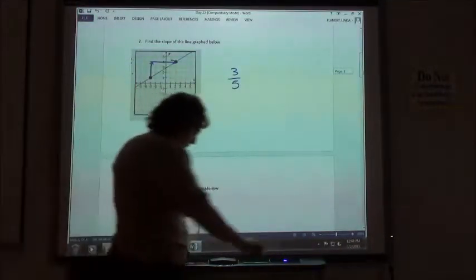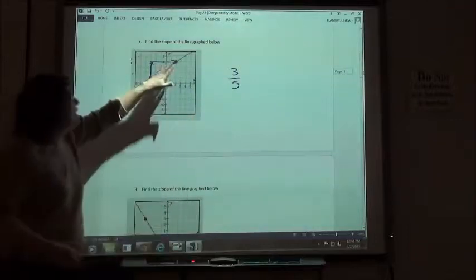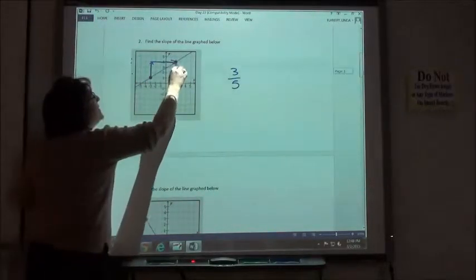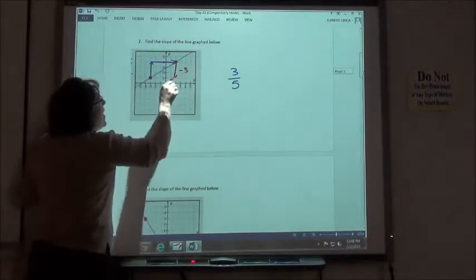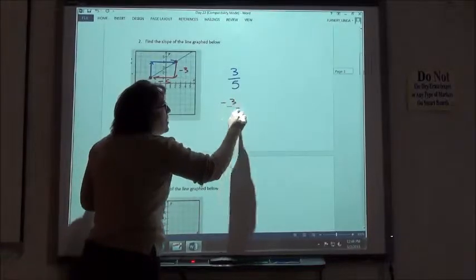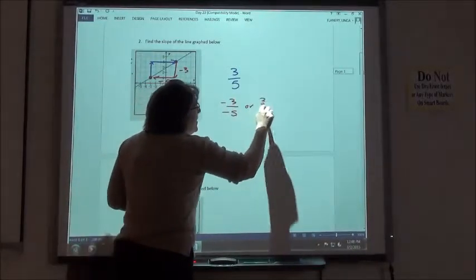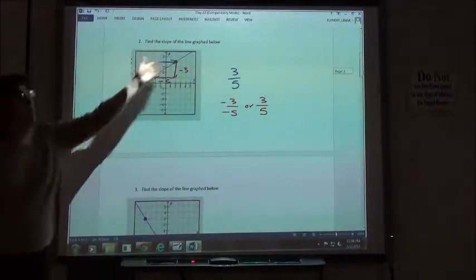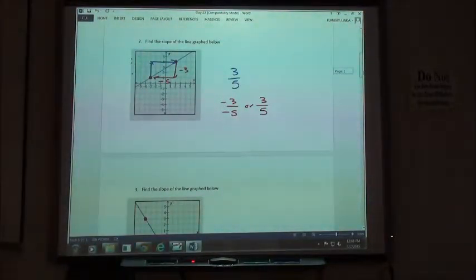Now, just for fun, if I would have done this the opposite way and started at this point, I would have gone down 3 and backwards, or to the left 5. And if I have a -3 over a -5, I still get that +3/5 slope. That's why I always like to go from left to right. Not that you can't go the other way.